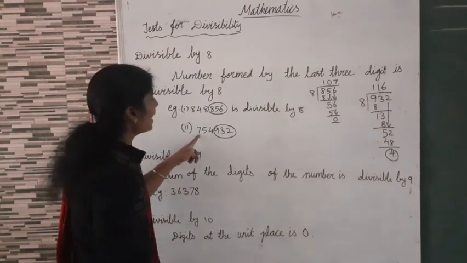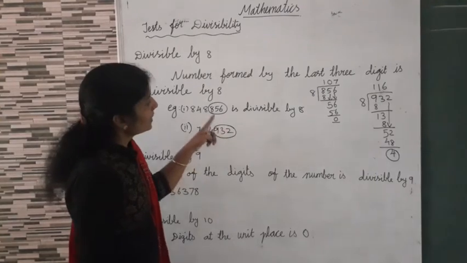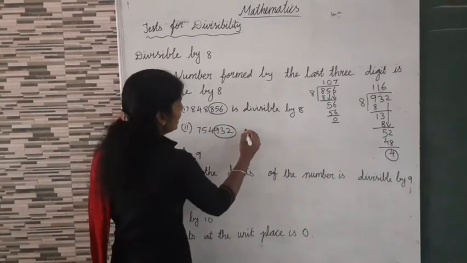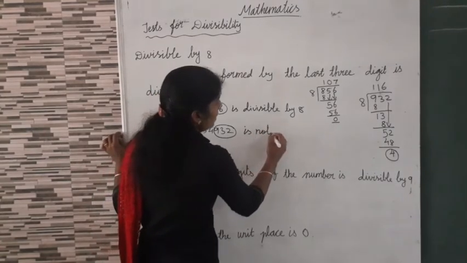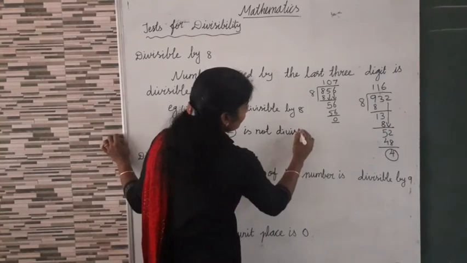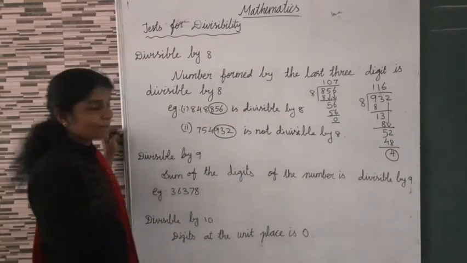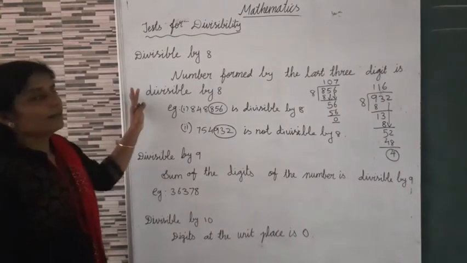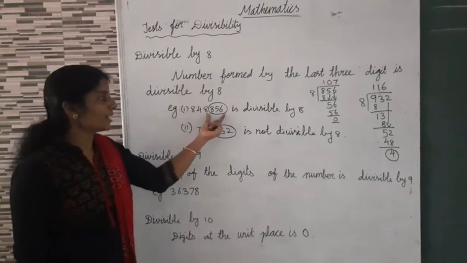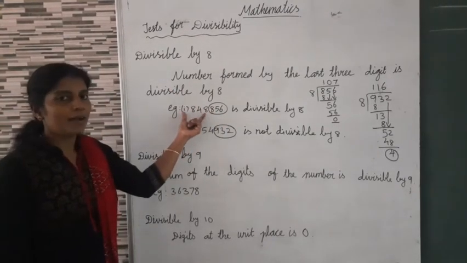So 7,54,932 also is not divisible by 8. So we can write this number is not divisible by 8. Okay, now are you clear? For divisibility by 8, we want to check the last 3 digits. That the last 3 digits are divisible by 8 means that the number is divisible by 8.